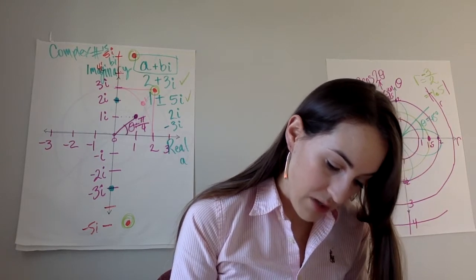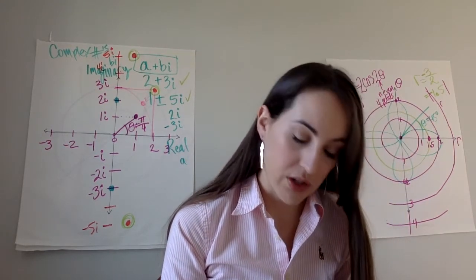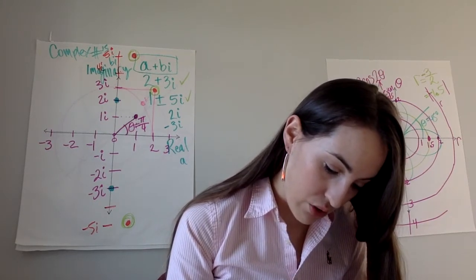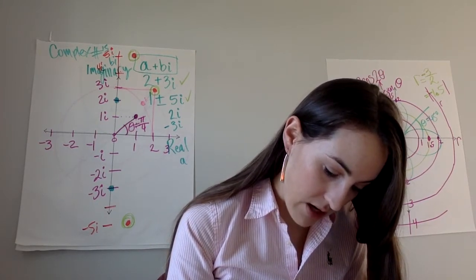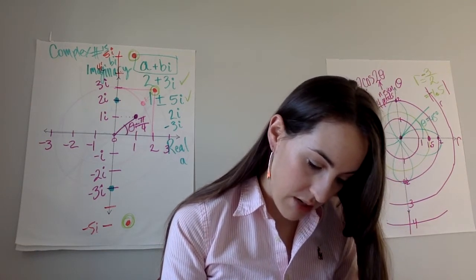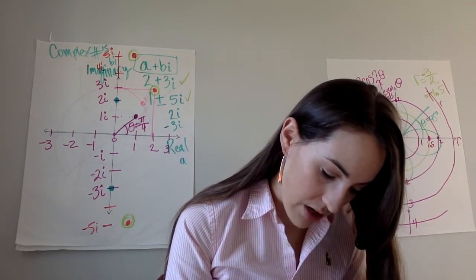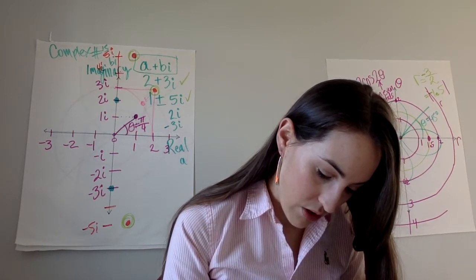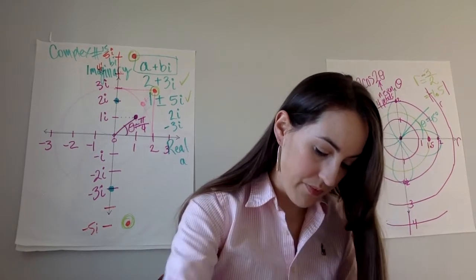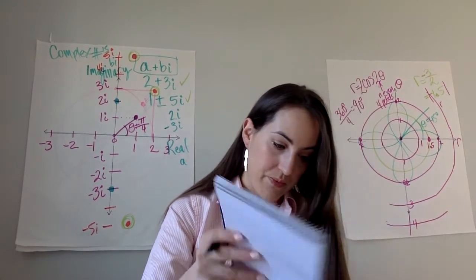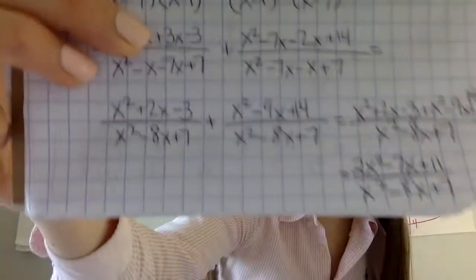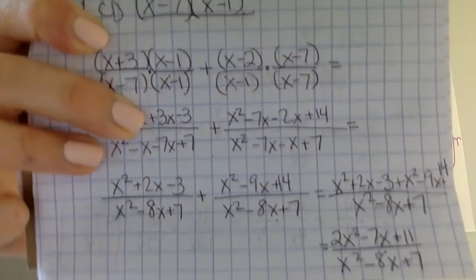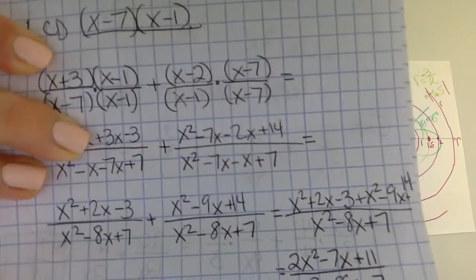X squared plus x squared, that's like a 1x squared plus a 1x squared, so you're left with 2x squared. We have a minus 9x plus 2x. We have a minus 7x. And there's a 14 minus 3, so we have an 11. All over that same quadratic denominator. Okay, and that is our final answer. Okay, if you need to pause this and get any of that down into your notes, you can do that now.